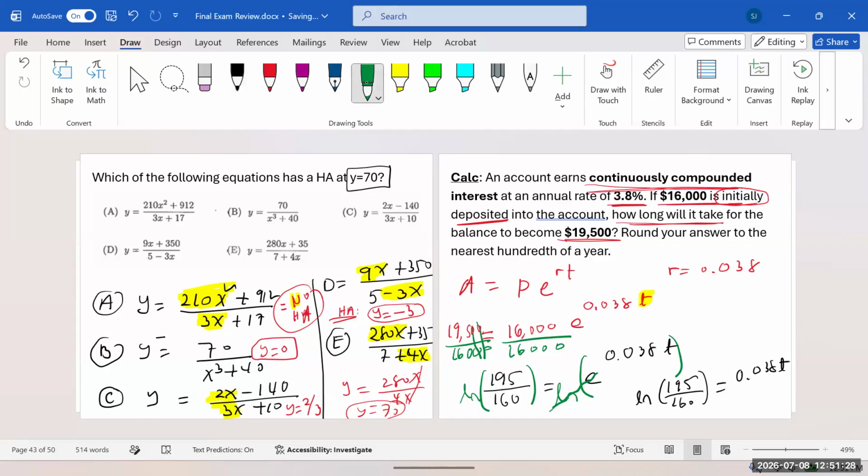What's the last step to get the t? Divide by 0.038. So round to the nearest hundredth. What's the result? 5.205. And hundredth means how many decimal places? So 5.21.